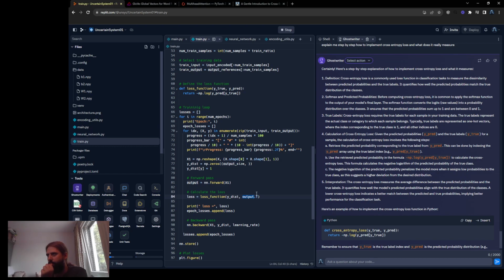The output. So what is output t? That's the distribution predicted. Yeah. So this is a mess. The true label index.